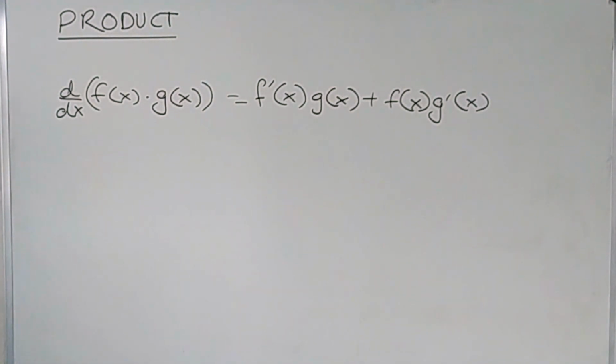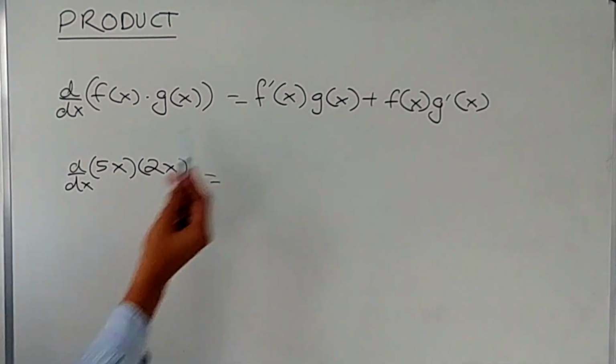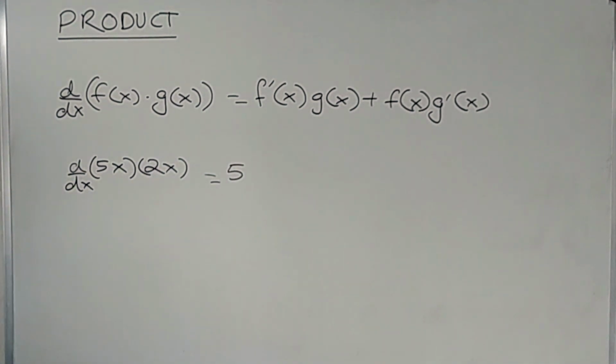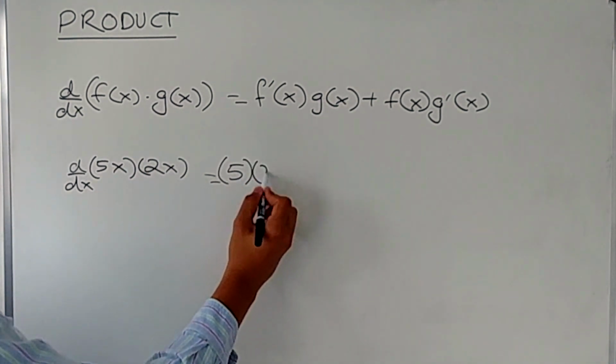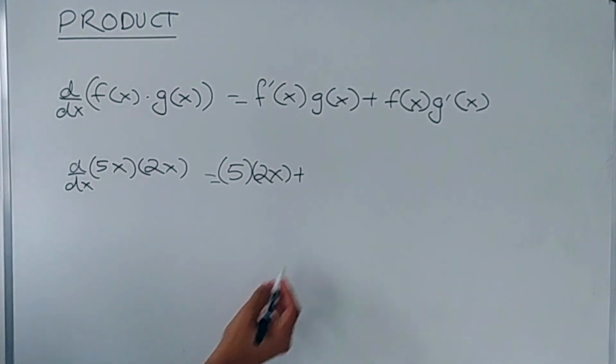Let's take an example. Let's say we have something like this over here. Once again, you can easily just multiply them together, but obviously they're not always as simple as the one I've given here. So the f prime of x will be 5, as we saw from the previous example, multiplied by 2x, plus g prime, which will be 2 because the slope of g of x is going to be 2, multiplied by 5x.